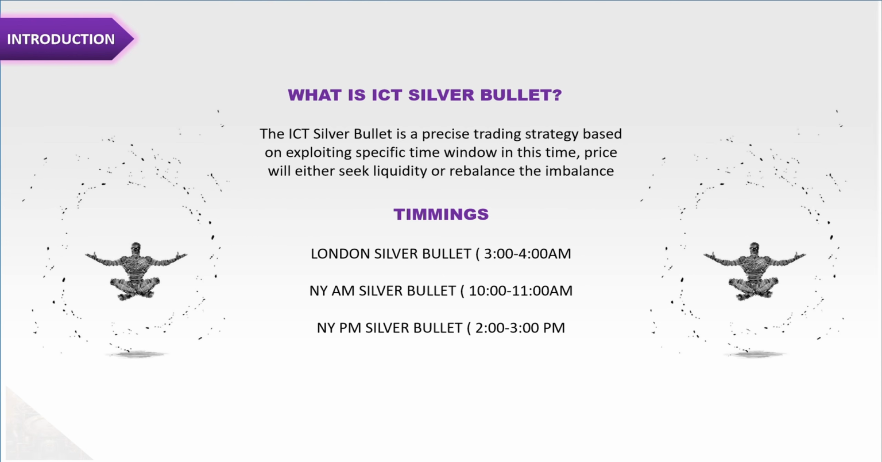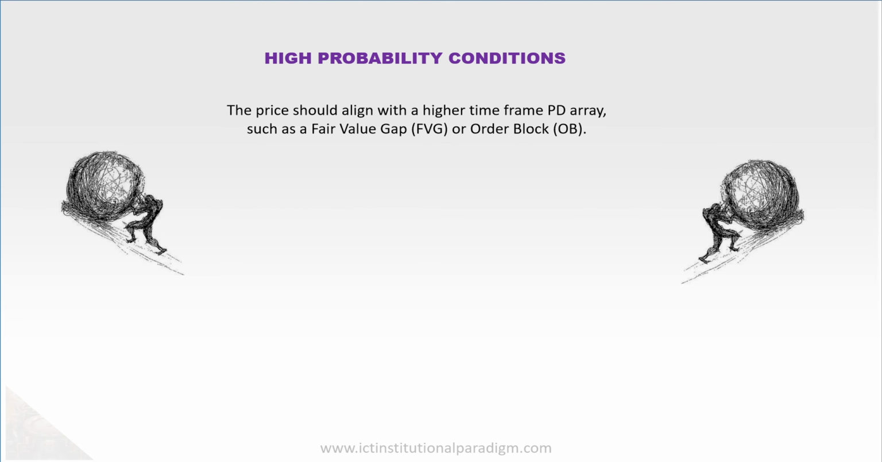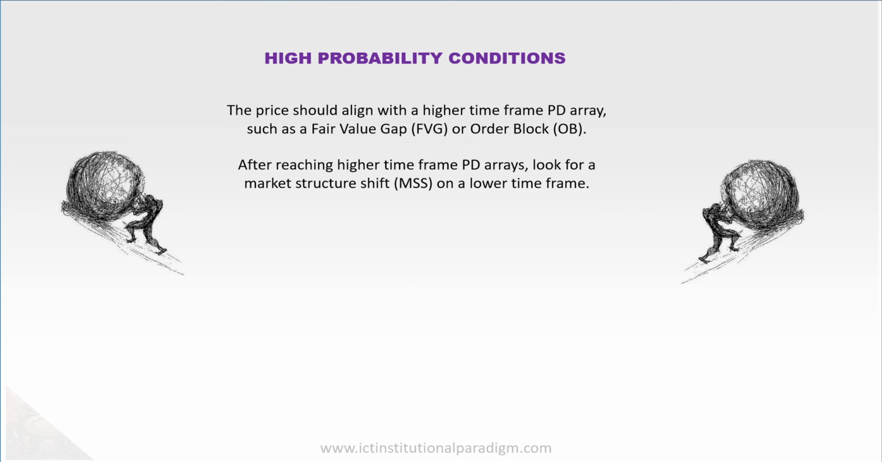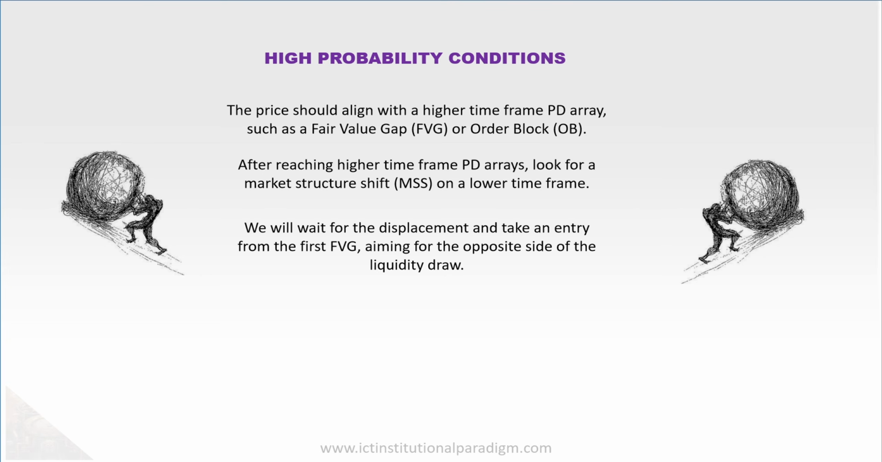So the high probability conditions of the Silver Bullet time window: the price should align with a high time frame PD array, such as a fair value gap, order block, or any other high time frame key level. After reaching the high time frame PD array, look for a market structure shift on a lower time frame. We will be waiting for the displacement and take entry from the first fair value gap, aiming for the opposite side of the direction. Let's understand this topic through the depictions.